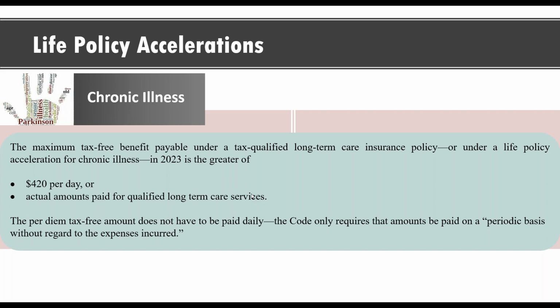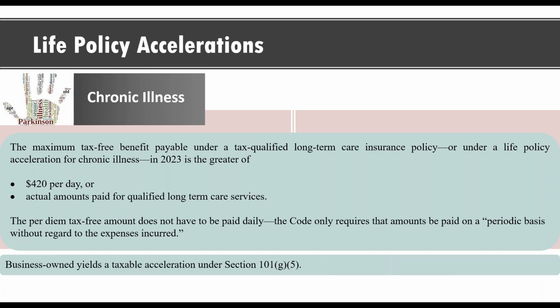And the code makes clear that you don't actually have to get paid benefits if you choose the per diem of $420 a day. It's just that whatever you get periodically without regard to expenses incurred, you can get that and work out the equivalent. $420 per day works out to just over $150,000 per year. And so if somebody accelerates a part of the death benefit in a given year of $150,000, even if they have no amounts paid for actual qualified long-term care services, under this definition, that amount would be tax-free because it's within the per diem limit.